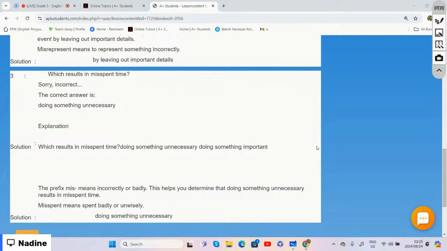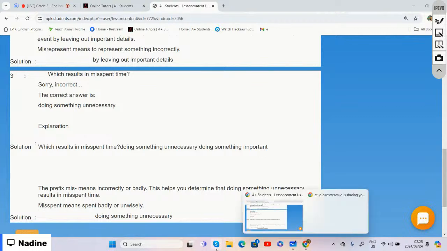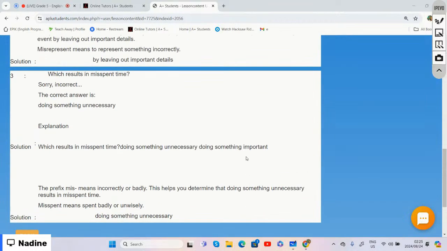All right. And misspent is when you spend it badly or spend it wisely. And somebody who might be doing that, the results of misspent time is where you're doing something unnecessary.